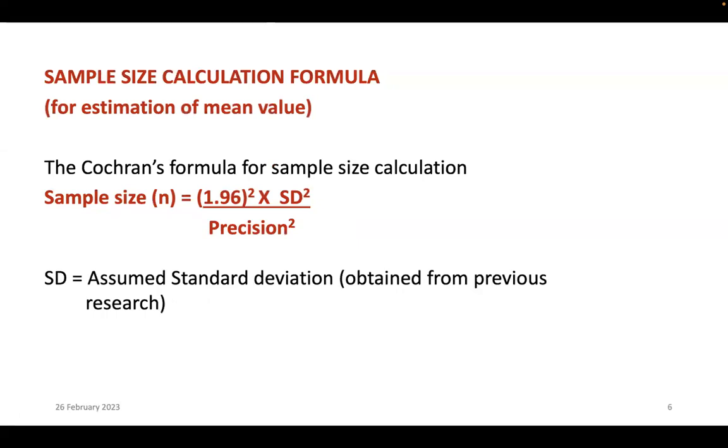That depends on the variable. If the variable is continuous, please use the standard deviation formula. If the variable is categorical and prevalence, meaning some percentage is given, like 30% of the participants have hypercholesterolemia, then you can use 1.96 the whole squared, p multiplied by 1 minus p, divided by precision squared. That formula can be used if the outcome is given as a percentage. If the outcome is given as mean and standard deviation, please use this formula.